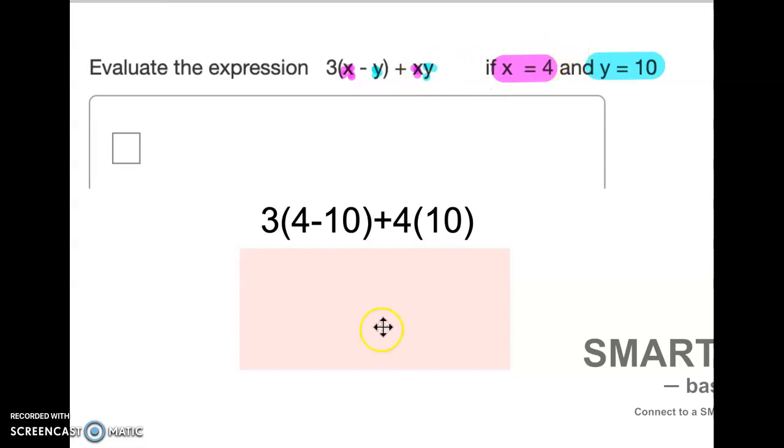Well, everywhere we see an x, we put a 4. Everywhere we see a y, we put a 10. Once we get to this line right here, all you need to do with this is type it into Desmos, and when you do that, you'll get 22. So when we evaluate this expression for x equals 4 and y equals 10, the answer is 22.